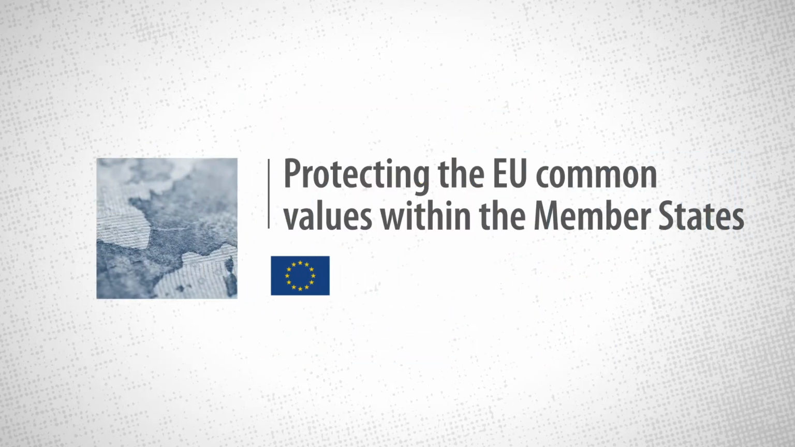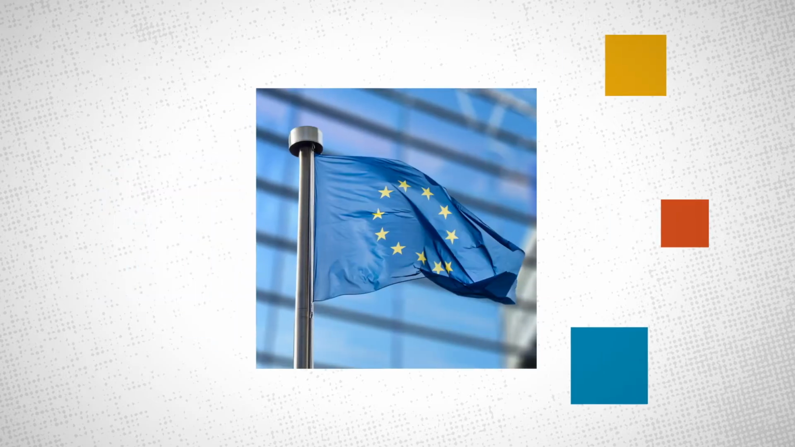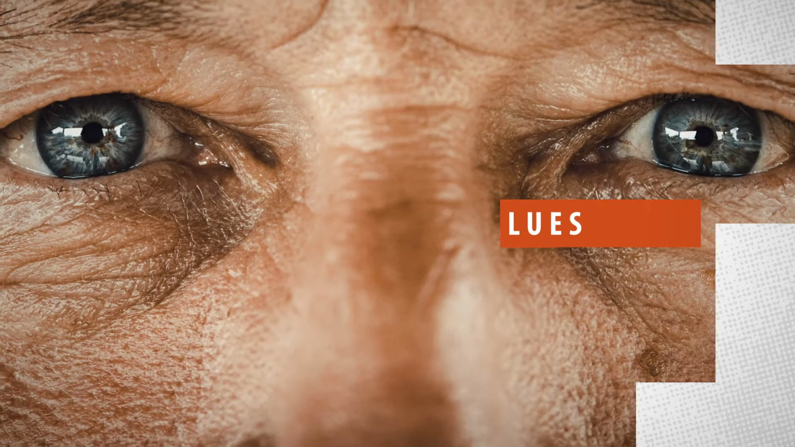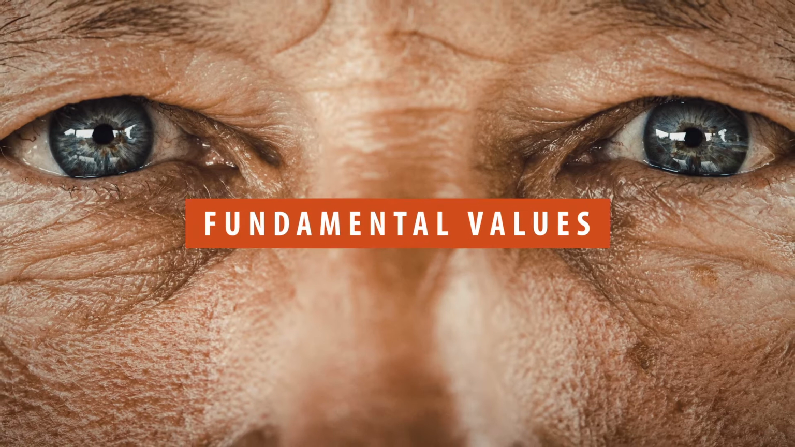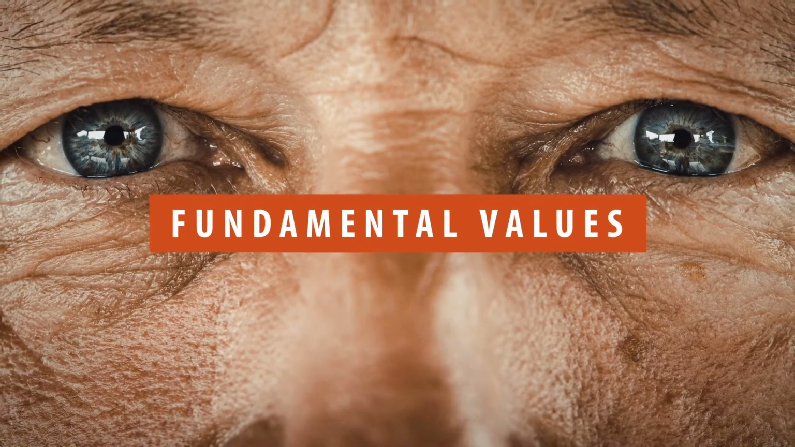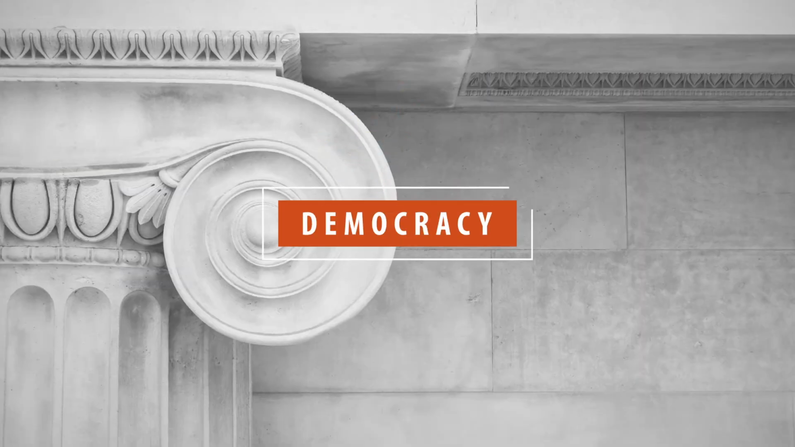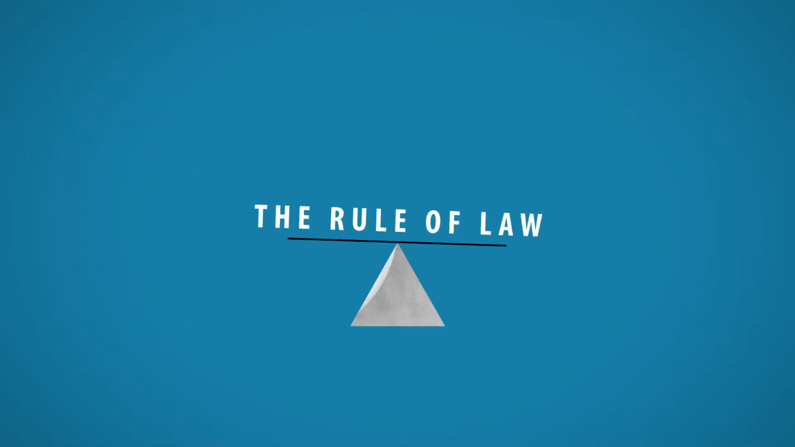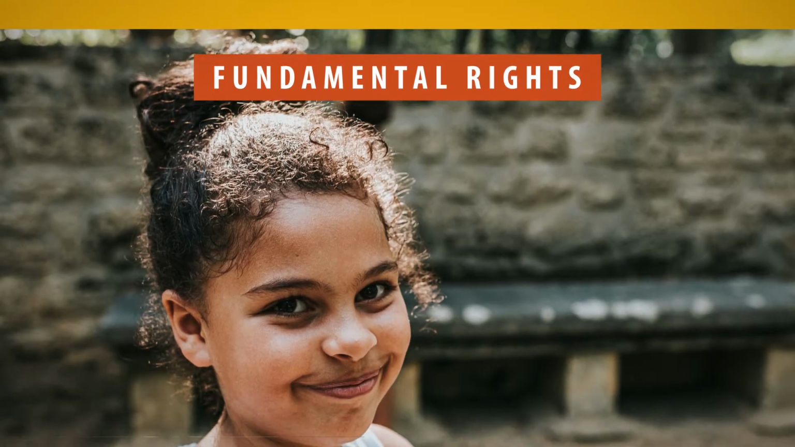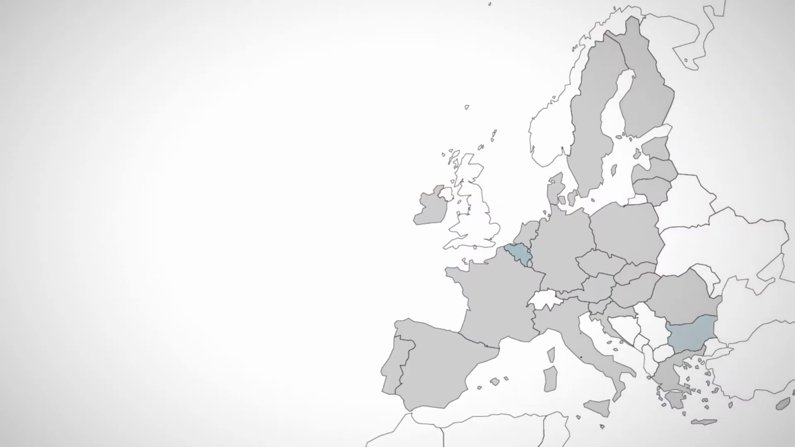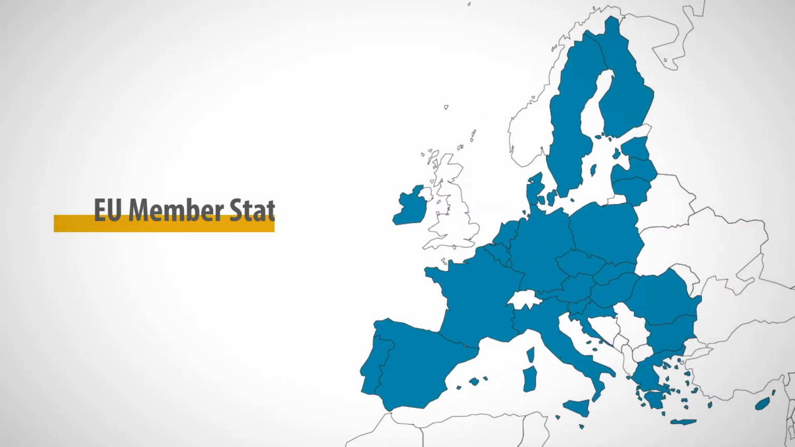Protecting the EU's common values within the member states. Maybe you already know the European Union is founded on some fundamental values that are common to all member states. Human dignity, freedom, democracy, the rule of law, equality, and respect for fundamental rights, including those of minorities. For the Union to work, these values must be respected by all EU member states.